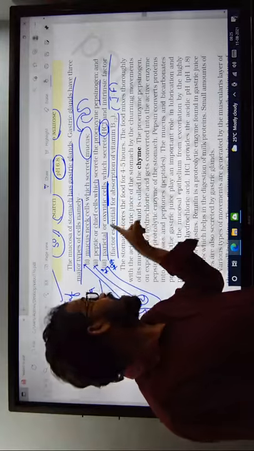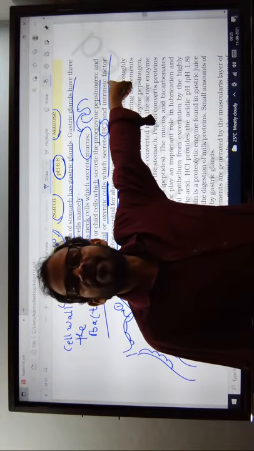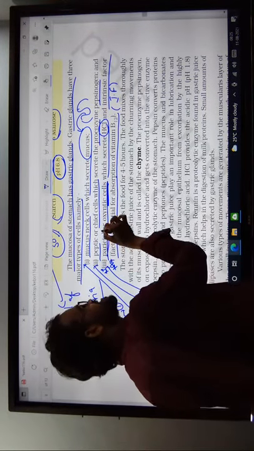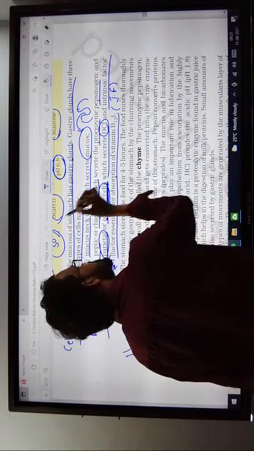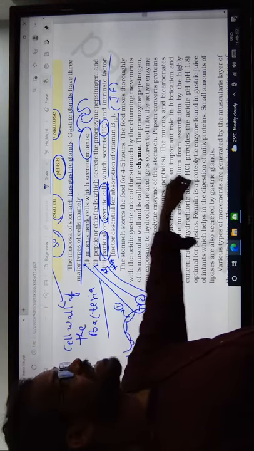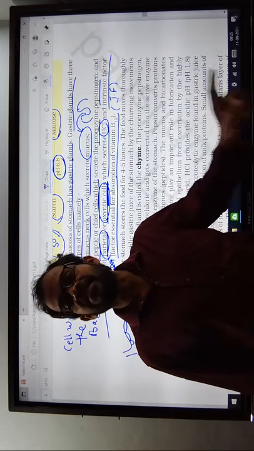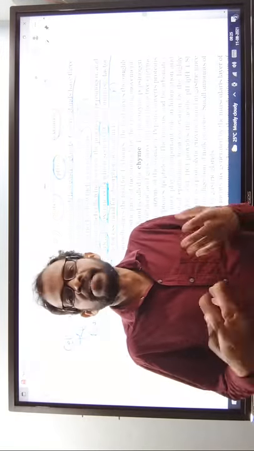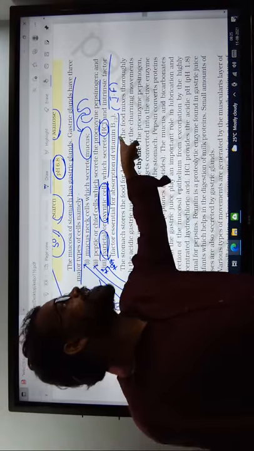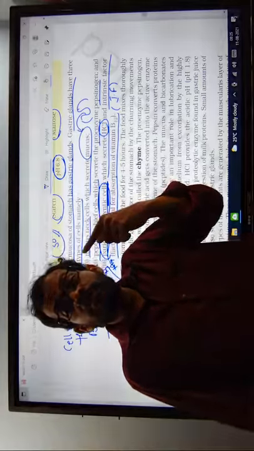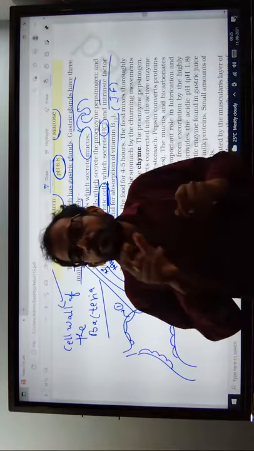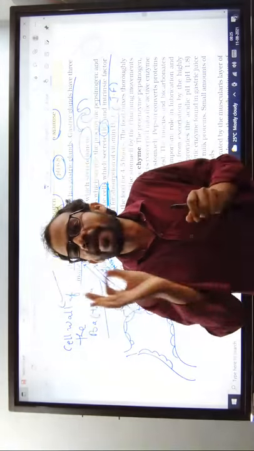This vitamin B12 absorption takes place with the help of intrinsic factor. This intrinsic factor is produced by the parietal cells, or oxyntic cells. They secrete intrinsic factor in the stomach, which enables the absorption of vitamin B12. Whenever there is more absorption of vitamin B12, more RBC formation takes place, so the process of erythropoiesis takes place.